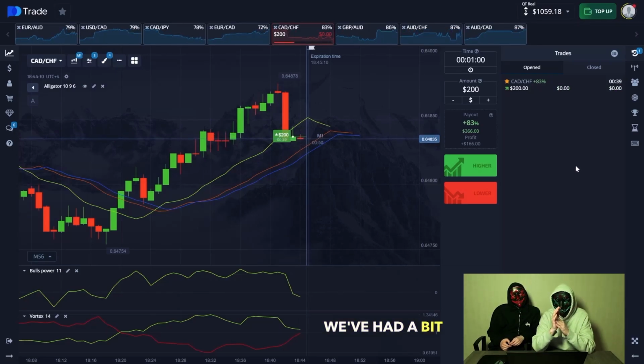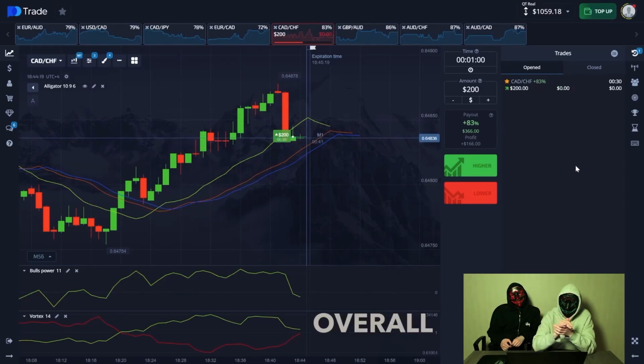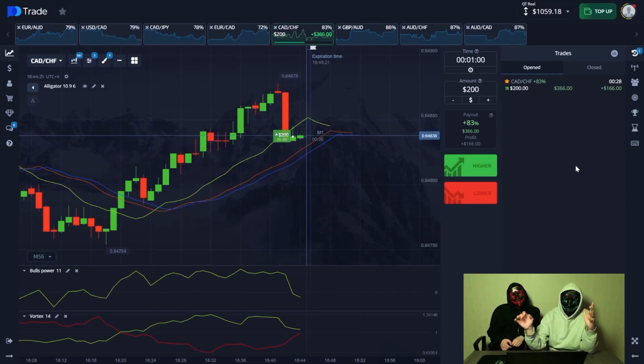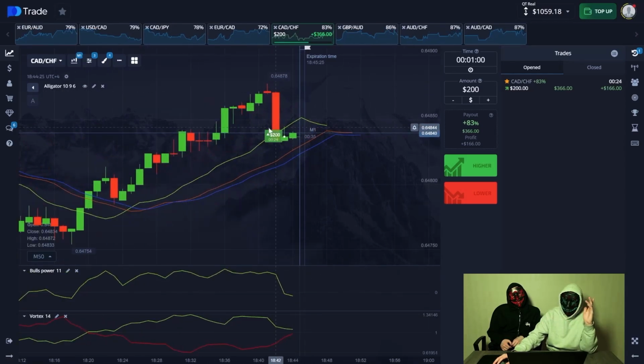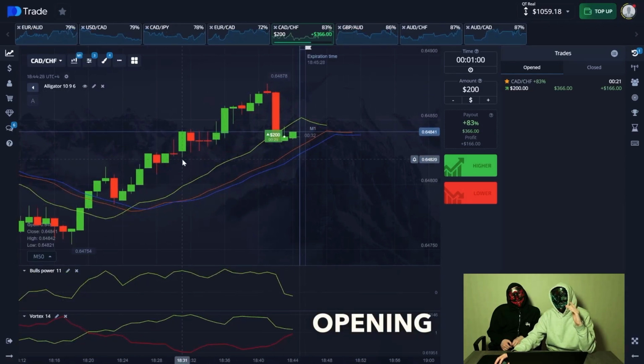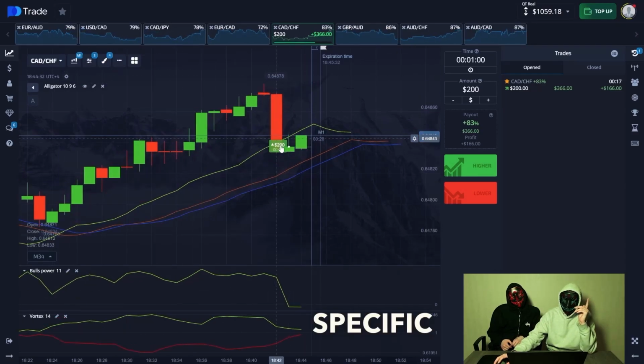So friends, we've had a bit of a trend pullback, but in any case, we're opening upwards since the overall trend is rising. It's not dropping. Nothing changes due to one candle. You can also keep opening trades in the direction you've initially analyzed without worrying about one specific candle.